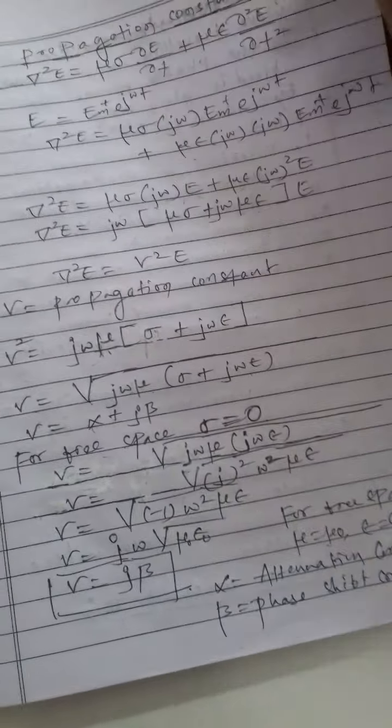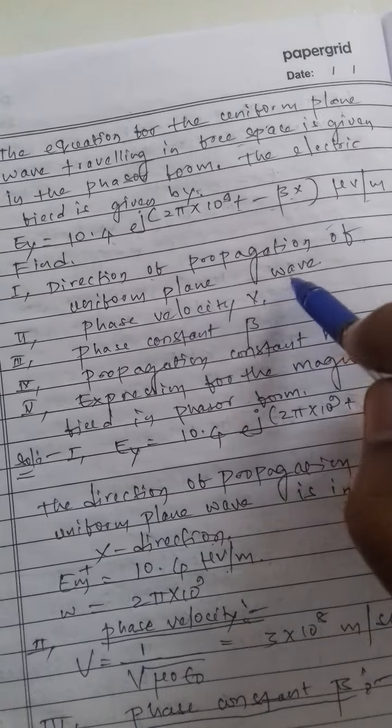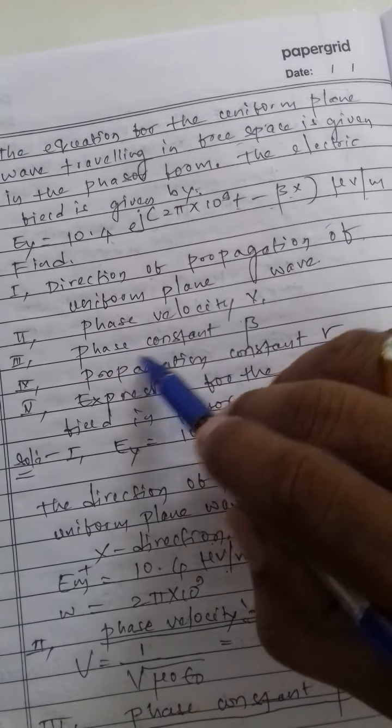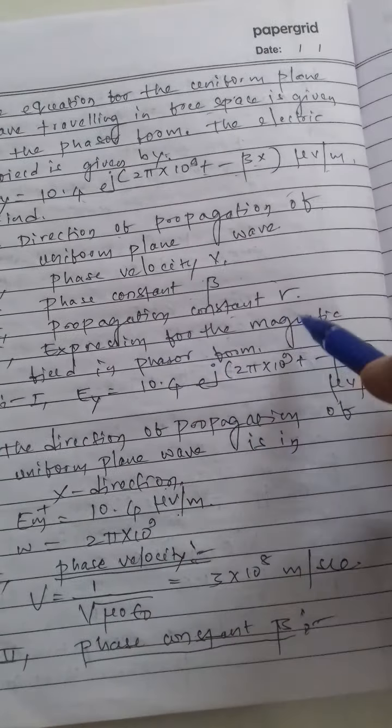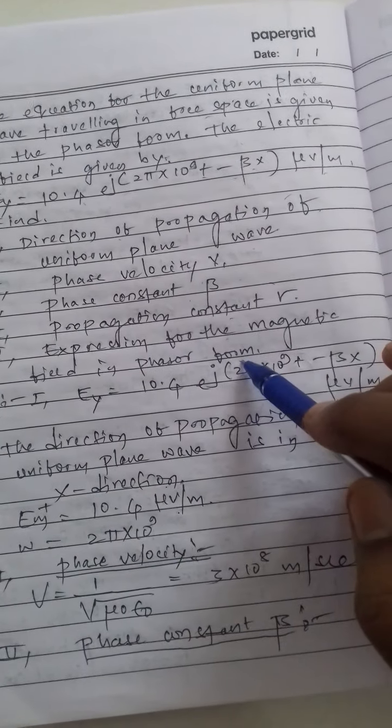The equation for a uniform plane wave traveling in free space is given in phasor form. The electric field is given by Ey is equal to 10.4 e raised to j (2 pi into 10 raised to 9 t minus beta x) microvolts per meter. Find the direction of propagation of the uniform plane wave, phase velocity, phase constant, propagation constant, and the expression for the magnetic field in phasor form.